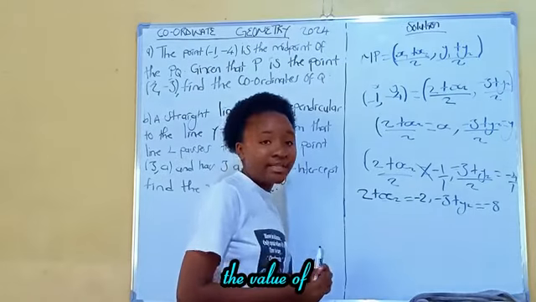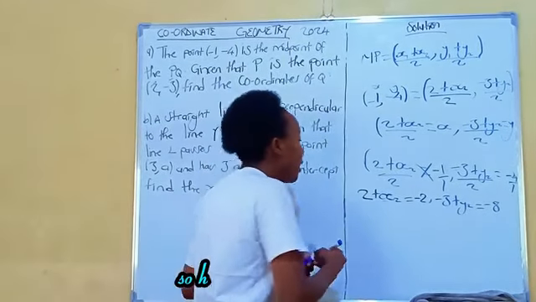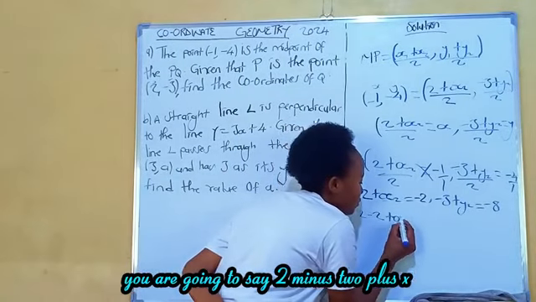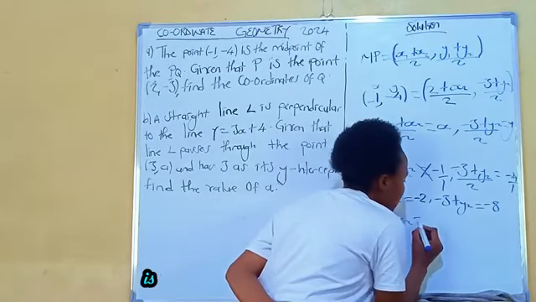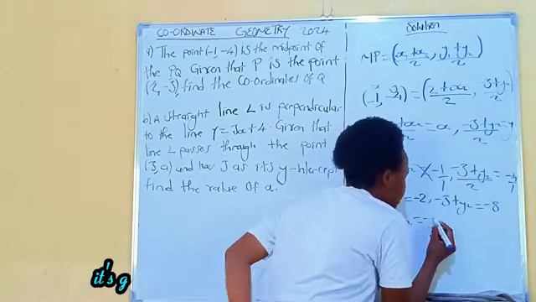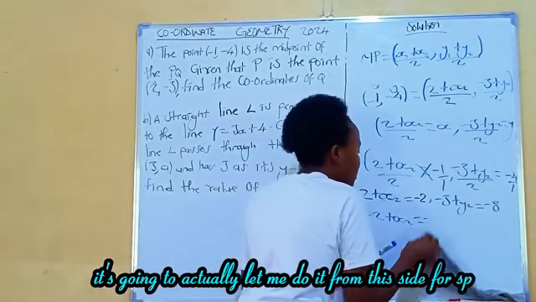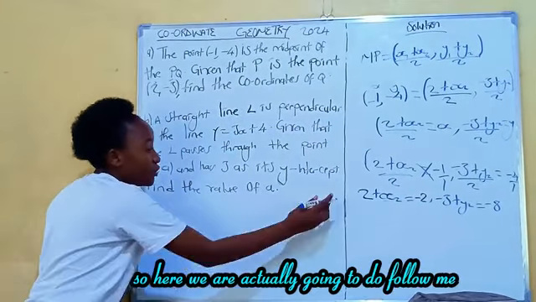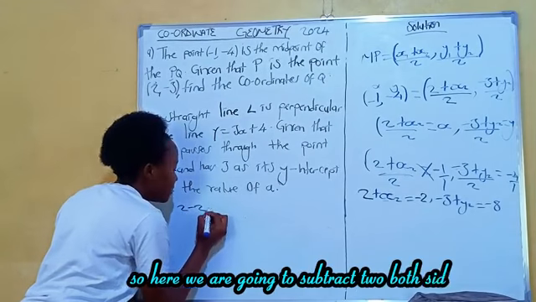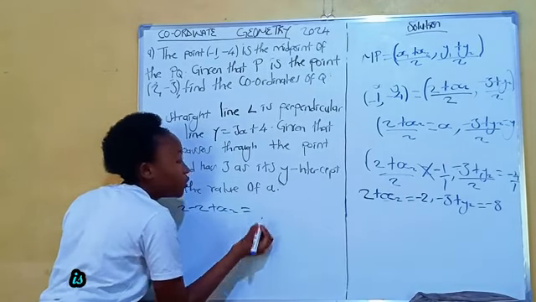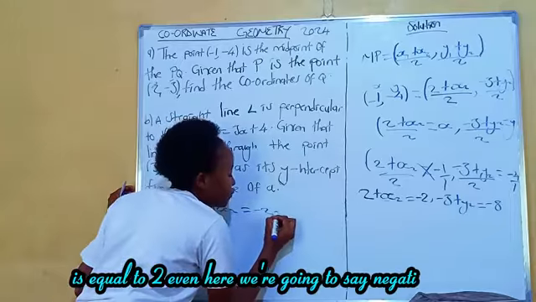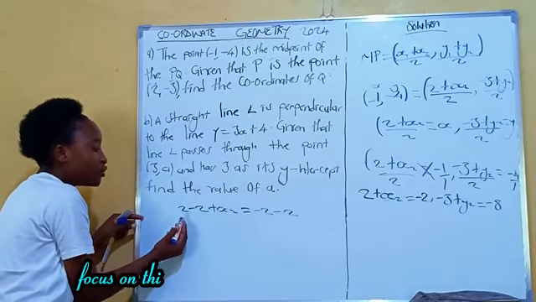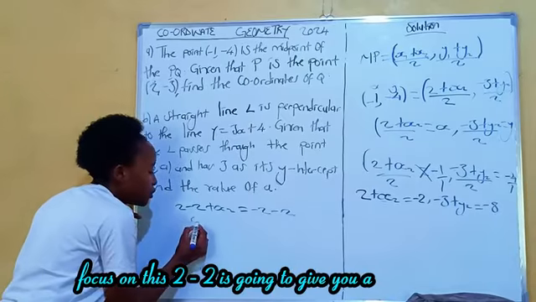So what you are going to do, you are going to say 2 minus 2 plus x, is equals to negative 2. Let me do it from this side for space. Follow me. Here we are going to subtract 2 both sides, is equals to negative 2 minus 2. Just avoid this, focus on this. 2 minus 2 is going to give you a 0.